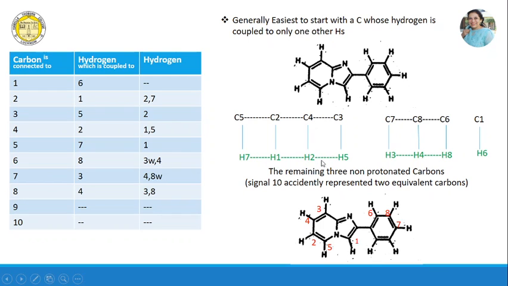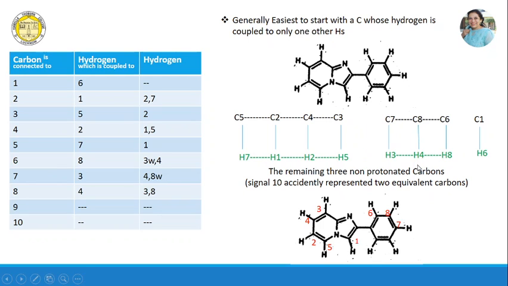Then let's look at hydrogen 2. Hydrogen 2 has 1 on one side and 5 on the other side. So I write 5 here. And hydrogen 5 is attached to C3, so I write C3. That means indirectly I have got which carbons are linked to each other. So C5 is linked to C2, it is linked to C4 and it is linked to C3. That is how I build the chain. Let me look at hydrogen 5. Hydrogen 5 is only linked to one hydrogen, and that is 2. That means this is the corner piece, right?